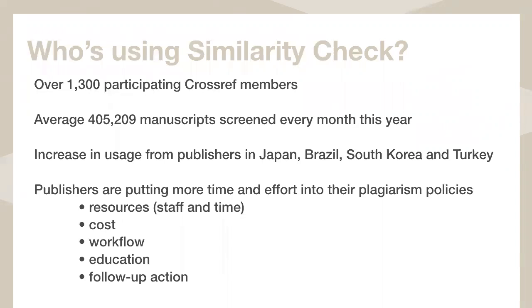Similarity Check can be used at different stages in the submission process. It can be used on submission, at a defined point in the review and editorial process, which varies widely from publisher to publisher, or just prior to acceptance. We've seen Similarity Check members taking each of these approaches, with a trend moving towards screening on submission. And we're seeing this high usage because publishers are investing more and more into their plagiarism policies. This can be resources, cost, workflow, education, and follow-up action.